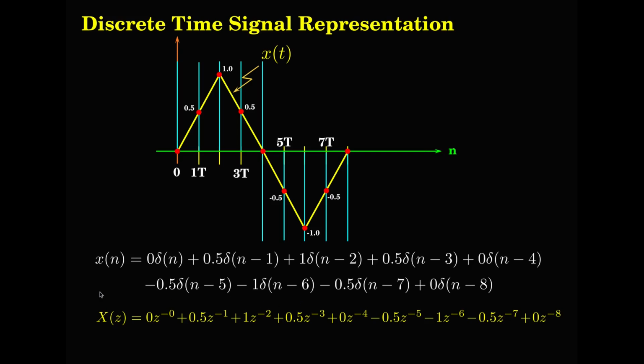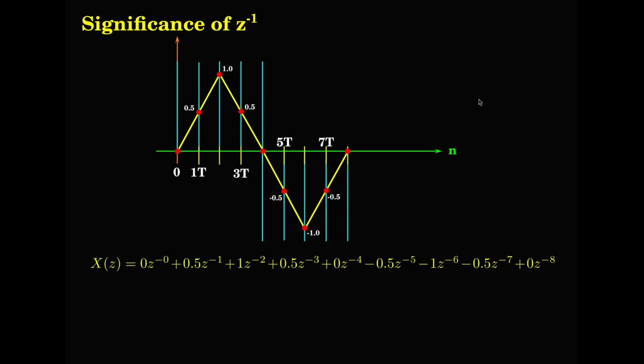So the Z transform has converted it into a polynomial. This is the most important aspect. So this is the Z transformed representation of the discrete time representation of this signal, which is the representation of this analog signal x(t). So what is the significance of Z to the power of minus 1? We see that this is the signal sampled at various points, and the Z transform signal is something like this.